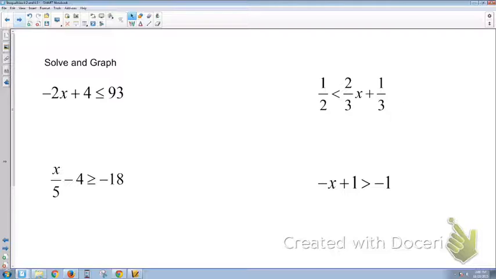Okay, so you should have paused the video and worked on each one of these. I'm going to quickly go through this, and I'm not going to do much of an explanation, just kind of see what happens. Undo additive inverse stuff first, subtract 4 from both sides. That means that negative 2x is less than or equal to 89.